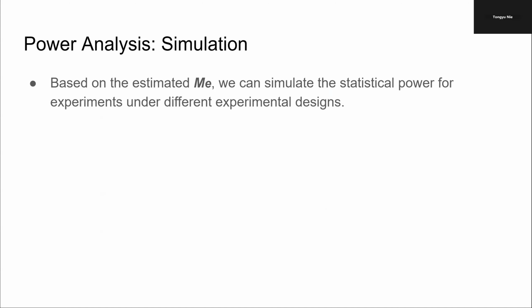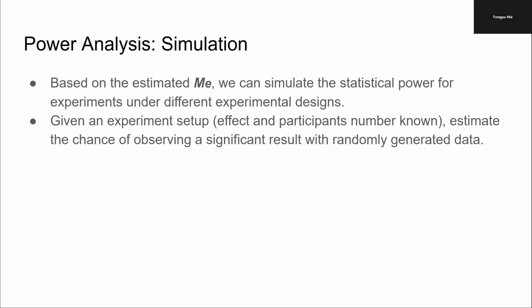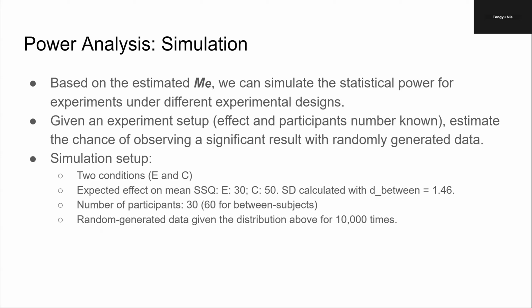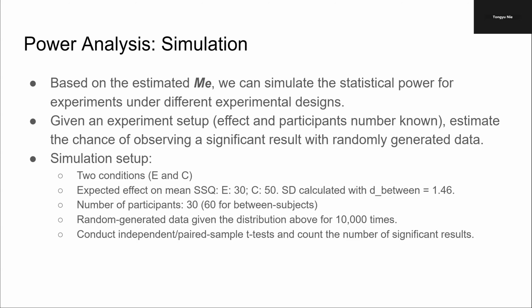Now, using the estimated carryover effects ME, we can use simulation to evaluate the impact of long and short washout periods on statistical power. By definition, power is the probability of detecting a significant effect using a given test in a given experiment context. In our simulation, we use the following parameters. We have two conditions: an experimental condition with an average SSQ score of 30 and a control condition with an average SSQ score of 50. Each condition has 30 participants, and we randomly generate data 10,000 times. Finally, we conducted statistical tests and counted the number of significant results.